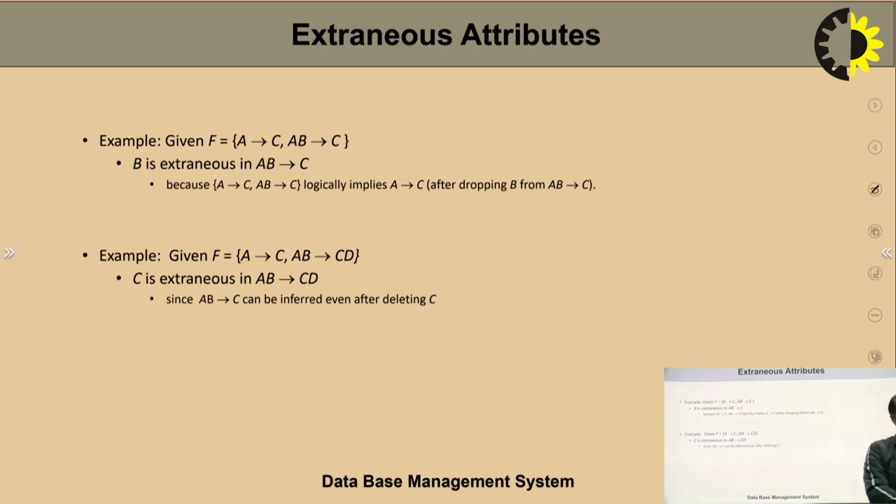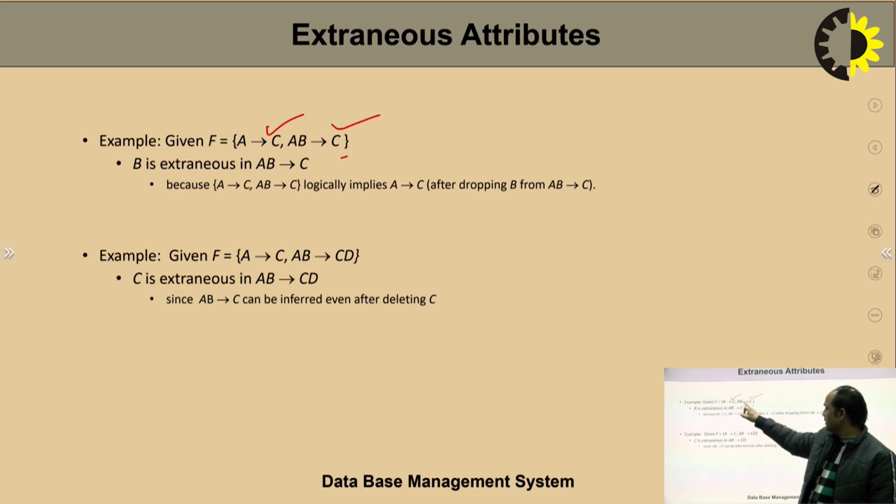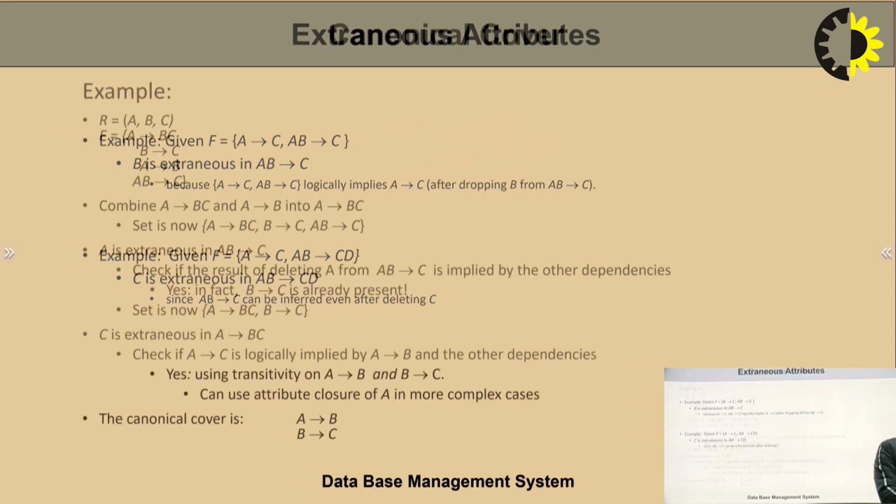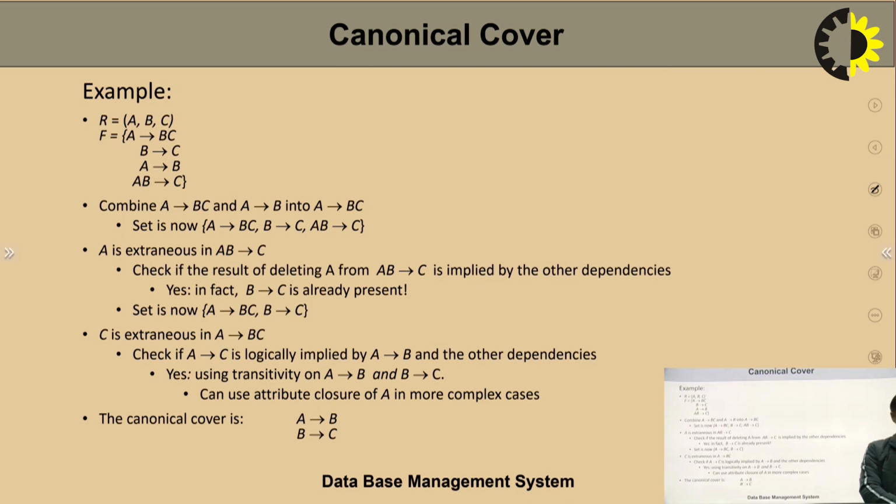Suppose we have an example of functional dependencies A tends to C and AB tends to C. Then B is an extraneous attribute, because logically it is implied that A tends to C directly. So B is an extraneous attribute in this type of functional dependency. In some questions we have to find out the extraneous attribute, so that's why we discuss it here.